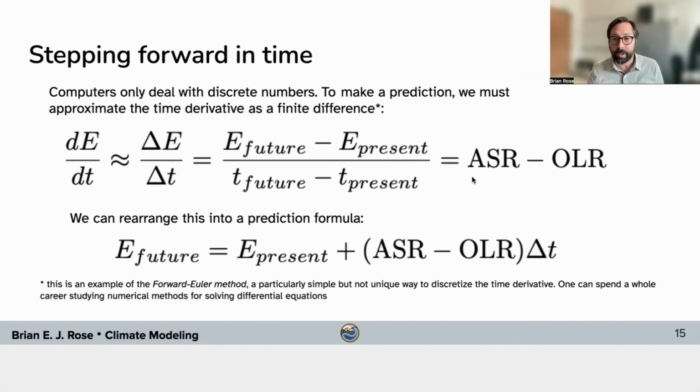It's the physical statement of energy conservation. If there's an imbalance, then E has to change. But having written it in this discrete form, I can now rearrange this equation to solve for E future, right? This is my prediction formula. I can take my knowledge of the present conditions, my knowledge of the present imbalance, and I can multiply by delta T and make a prediction into the future.